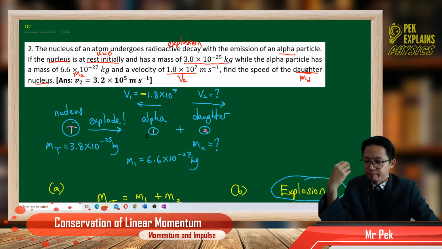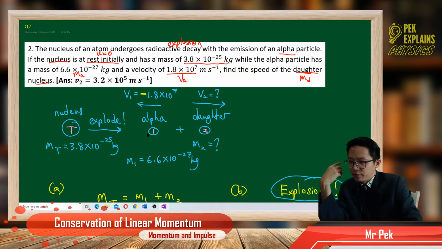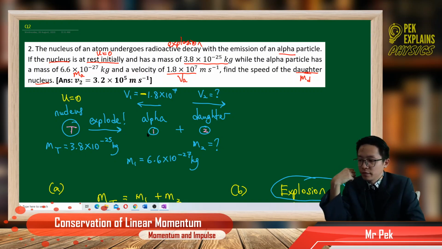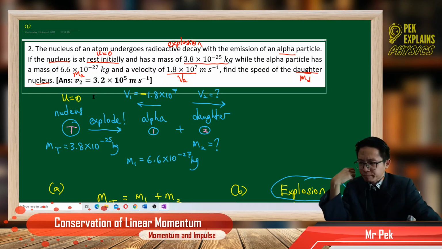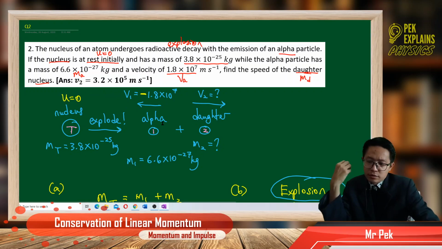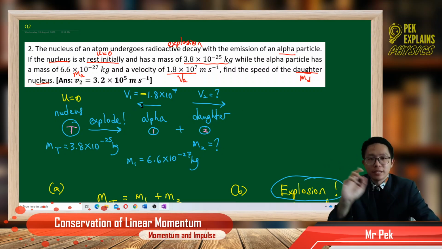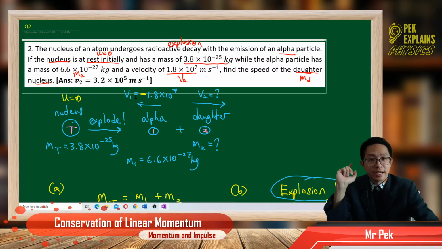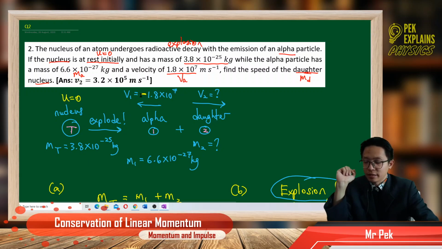Yeah, before explode, one thing I forgot to write. The nucleus is initially at rest, so the initial velocity is 0. So the alpha, after explosion, must move backward. The daughter moves forward, the alpha moves backward. So the alpha moves to the left, and when moving to the left, you must put a negative sign. Negative 1.8.